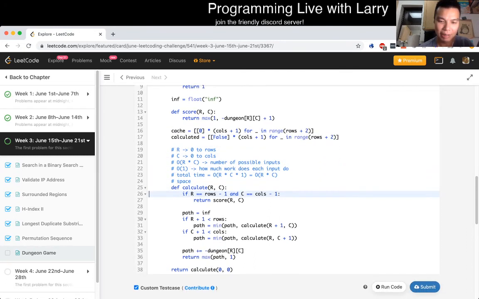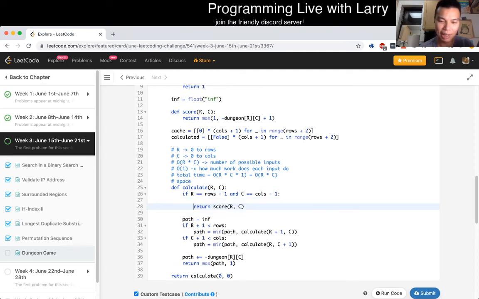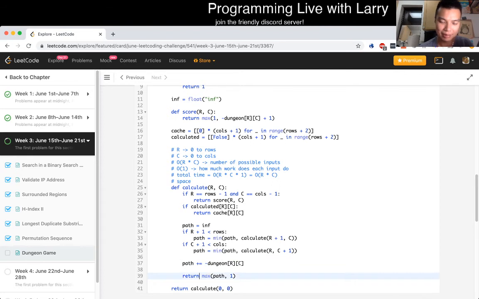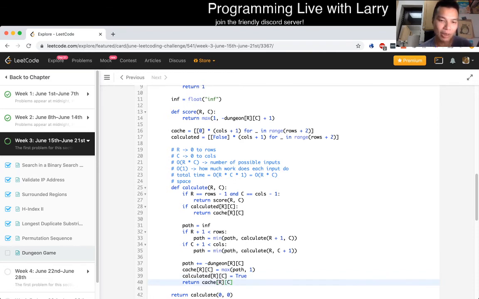And then here, we still want to return this as the base case, but otherwise, let's see if calculated of R and C, then we return the cache. Otherwise, at the very end, we set the cached result equal to this thing. We set calculated equal to true because we calculated, and then we return the cache result. And that's all there is.